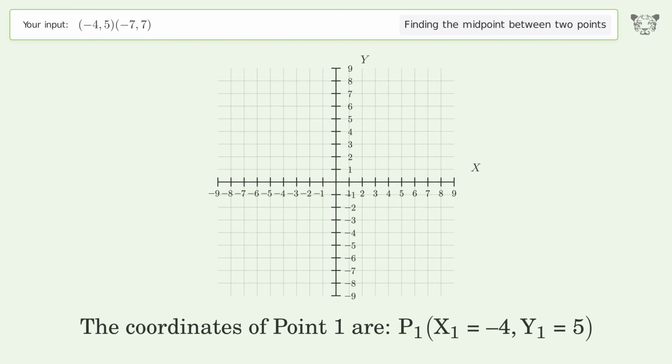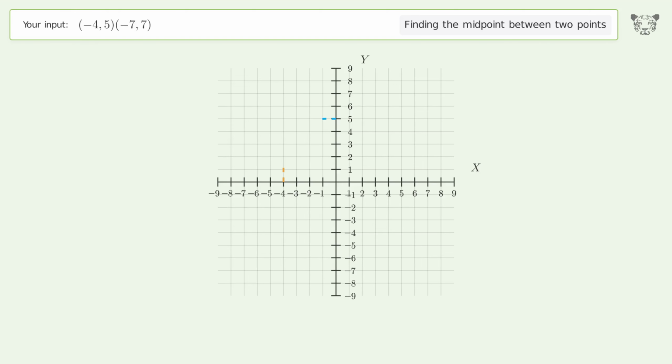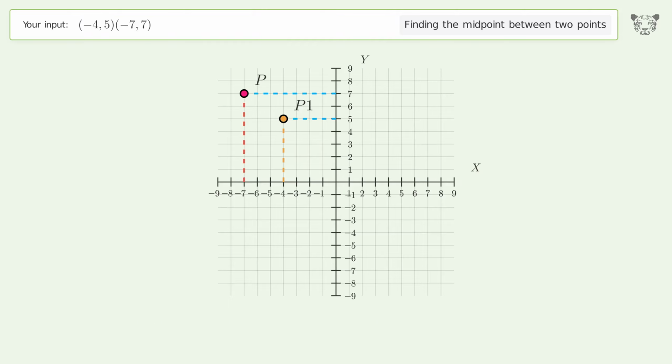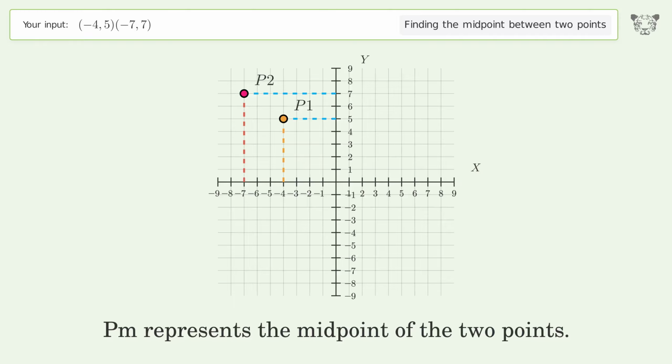The coordinates of point 1 are x1 equals negative 4, y1 equals 5. The coordinates of point 2 are x2 equals negative 7, y2 equals 7. PM represents the midpoint of the 2 points.